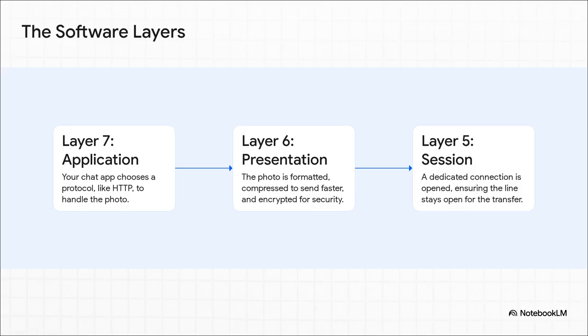Right below that, layer 6, the presentation layer, acts like a universal translator. It takes your photo, makes sure it's in a format the other end will understand, maybe compresses it to save time, and encrypts it for security. And then comes layer 5, the session layer. This one basically opens up a private phone line between the two devices, making sure that connection stays open and stable until the whole transfer is done.